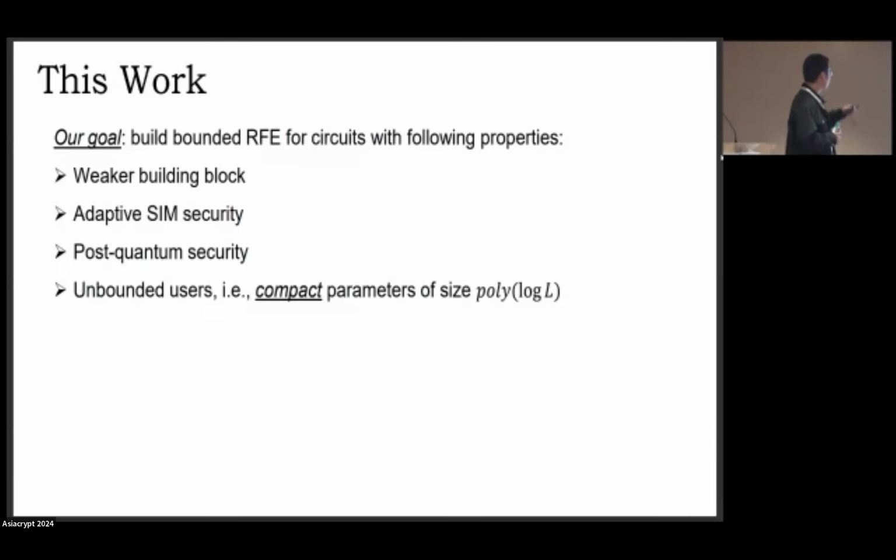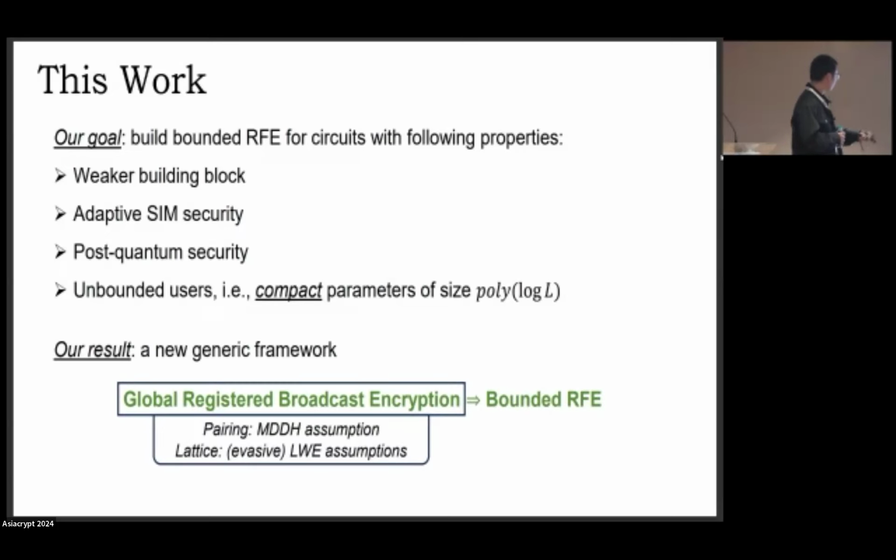We want to build a bounded RFE from a weaker building block, achieving both adaptive SIM security and post-quantum security. And it also enjoys compact parameters. So our result is exactly a new generic framework. We can build bounded RFE from a new primitive, global registered broadcast encryption, and we also provide two concrete instances from pairing or lattice.